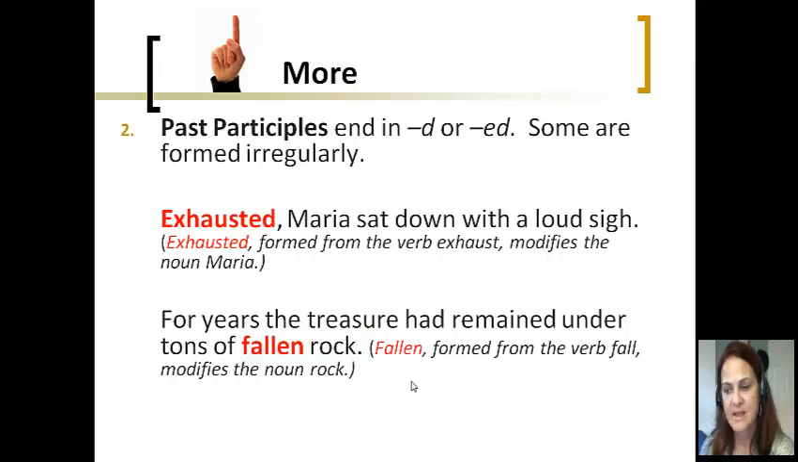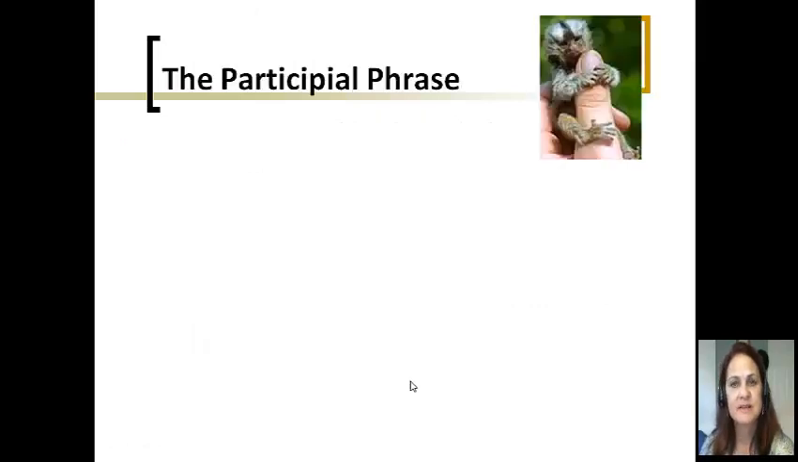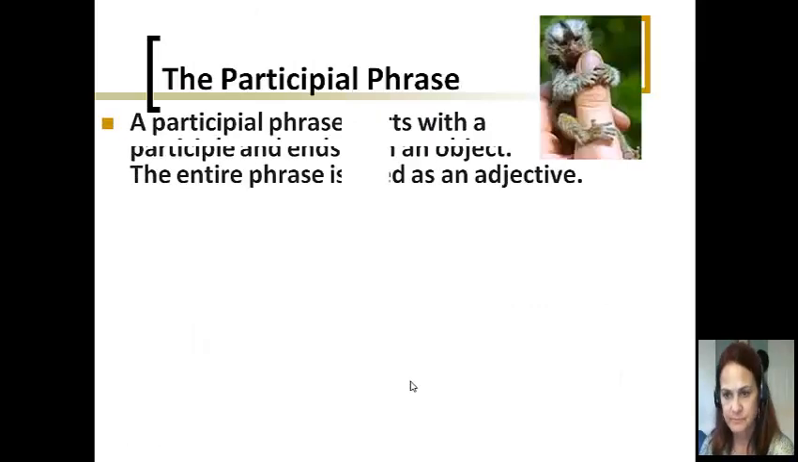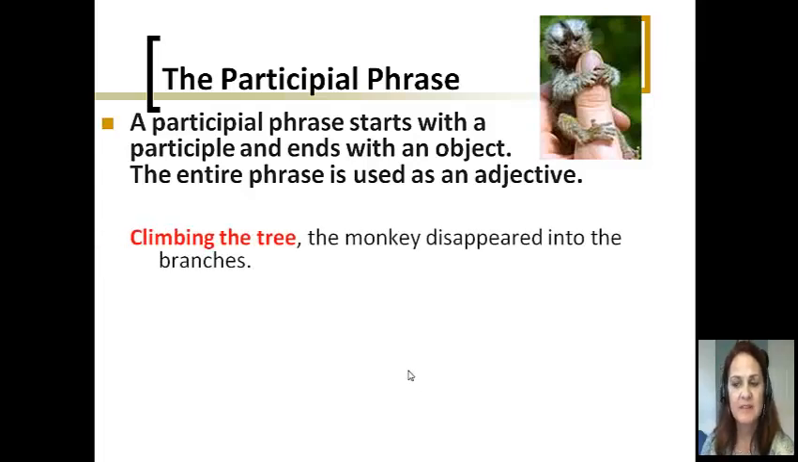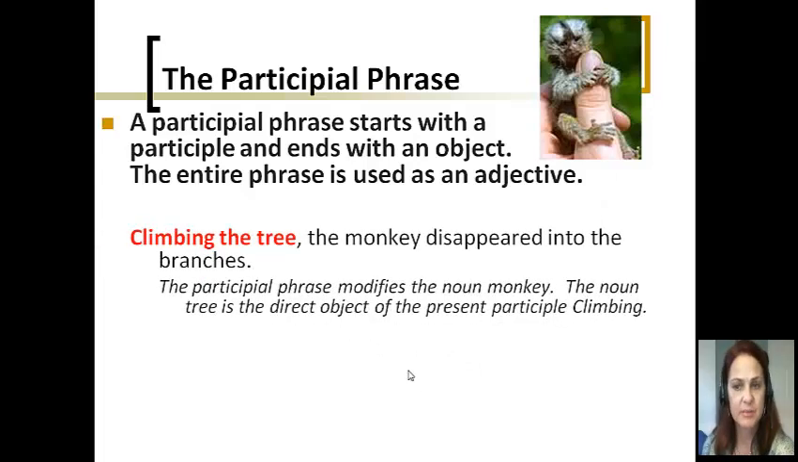So let's look at some participial phrases. The participial phrase starts with the participle and ends with an object. The entire phrase is used as an adjective. Let's look at an example. Climbing the tree, the monkey disappeared into the branch.